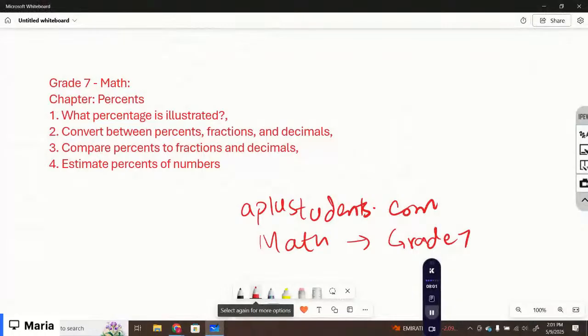We're going to start with the chapter percents. The lessons we're going to cover today are: what percentage is illustrated, convert between percents, fractions, and decimals, compare percents to fractions and decimals, and estimate percents to percents of numbers. So please make sure you have your notebook and pencil so that you can note down the important examples and definitions as well.